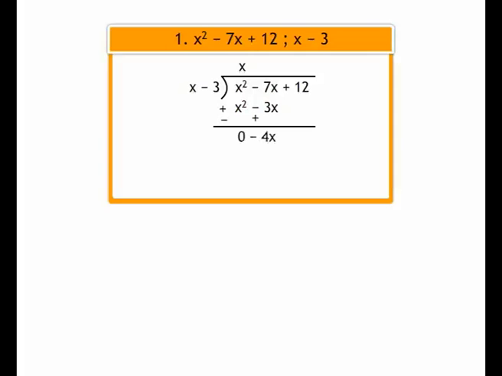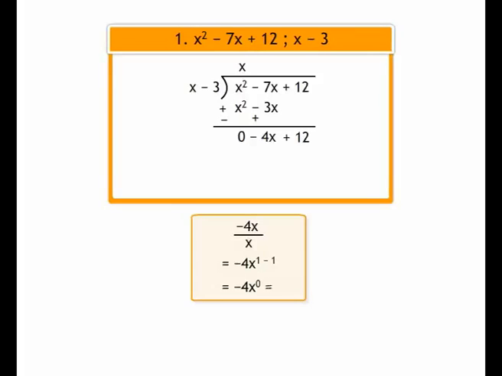Now we shall bring the third part of the dividend, that is plus 12, down for division. Thus now the dividend becomes minus 4x plus 12. Again, as done in the first step, now we shall divide the first term of our dividend, that is minus 4x, with the first part of our divisor, that is x. That is minus 4x upon x, which is equal to minus 4x raised to 1 minus 1. As per the rule of the indices, which is equal to minus 4x raised to 0, that is minus 4, and the second part of our quotient.